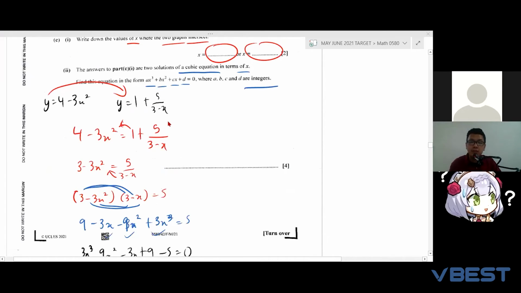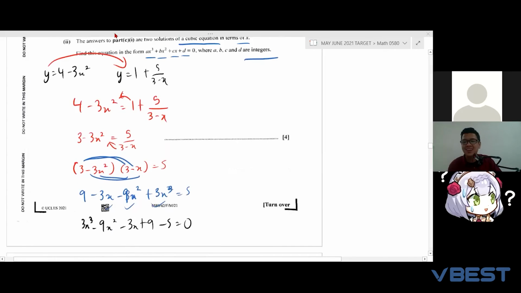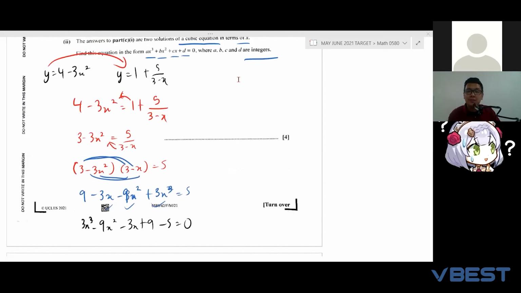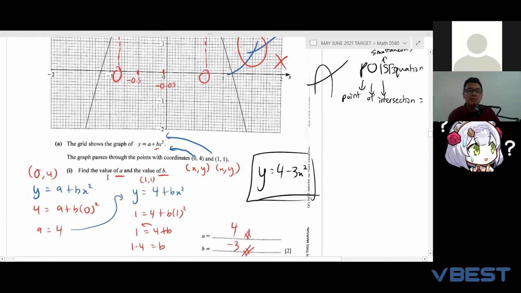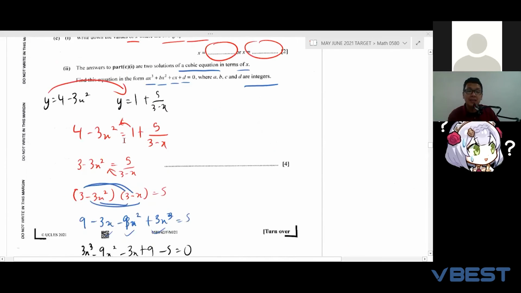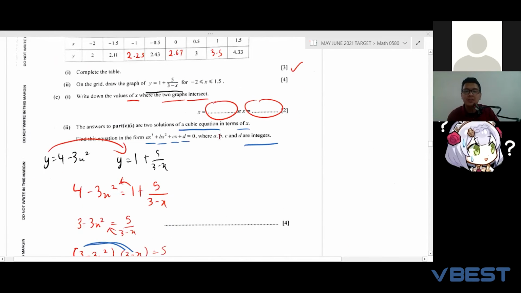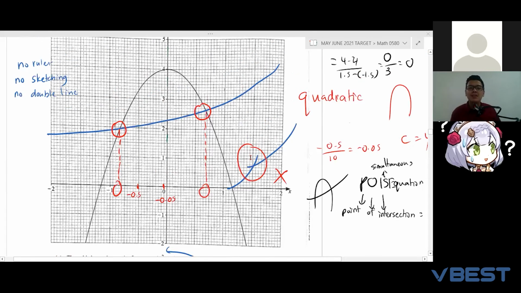Okay, all right. Let me repeat the question. I'm just going to repeat it once because I'm rushing to go to the next question. I'm very sorry. So this question here, they are asking, they say find this equation in the form here, and the answer to part C are two solutions of a cubic equation. And you can see that the values of x here are the intersection of the quadratic line and the other equation.